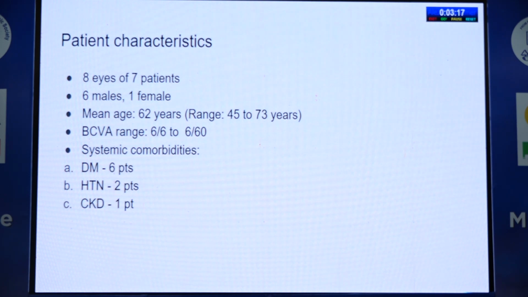We studied 8 eyes of 7 patients, 6 were males and 1 was female. Mean age was 62 years. Best corrected visual acuity ranged from 6/6 to 6/60 depending on the macular involvement. 6 patients had diabetes, 2 patients had hypertension and 1 patient had chronic kidney disease.